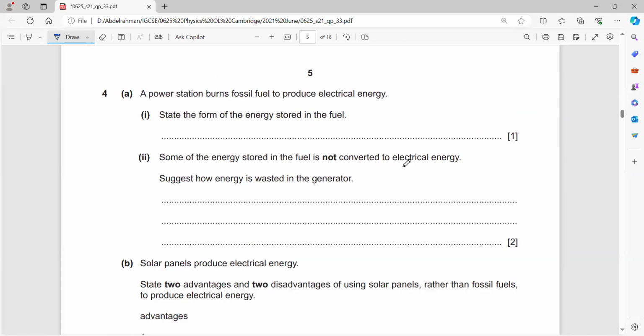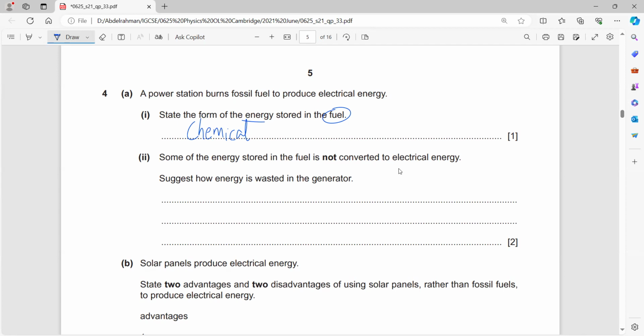A power station burns fossil fuel to produce electrical energy. State the form of the energy stored in the fuel. The energy stored in the fuel has to be chemical. Yes, well done. Chemical energy.